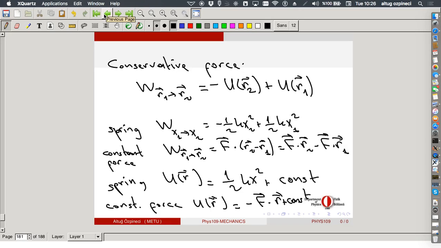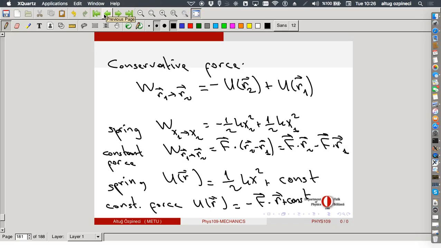It's from here. You see, for a conservative force, the work done as the object goes from some initial point to the final point is minus the potential energy at the final point plus the potential energy at the initial point. This is how we define it. We also calculated the work done by a constant force as the object goes from the initial point to the final point, and this is what we obtained. If you compare these two, we see that the potential energy for a constant force is minus F dot R plus some constant.